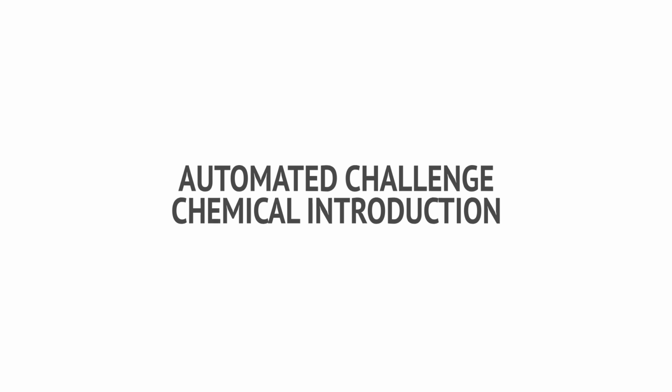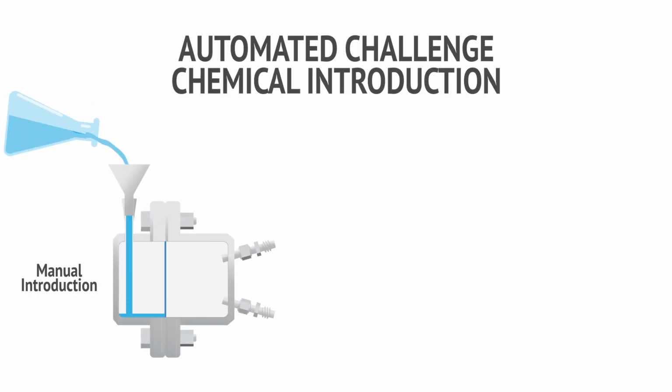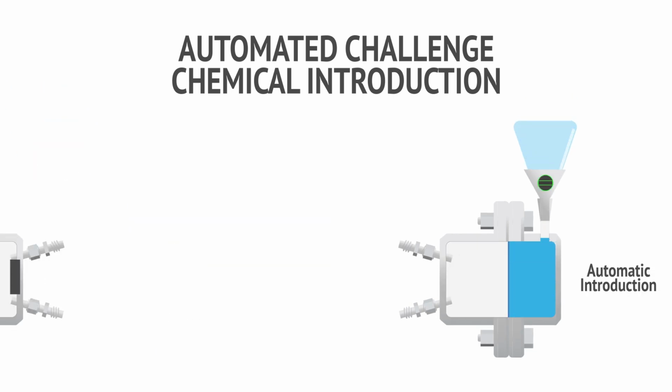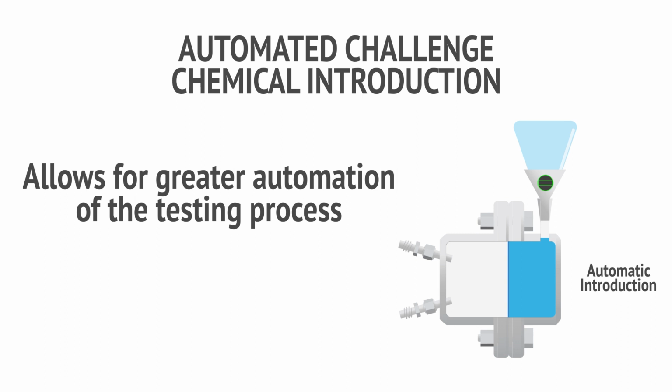Finally, we offer the option for automated challenge chemical introduction. This means that instead of manually filling the analysis cell with the challenge chemical, it can be automatically introduced from a separate reservoir. This allows for much greater automation of the testing process, especially when dealing with 12 or 18 cell systems. Now we can move on to the gas controls and plumbing.